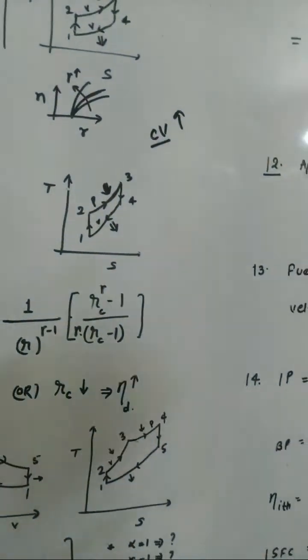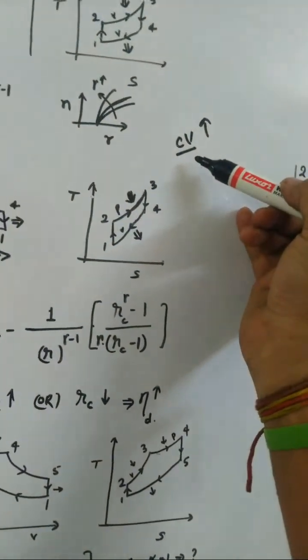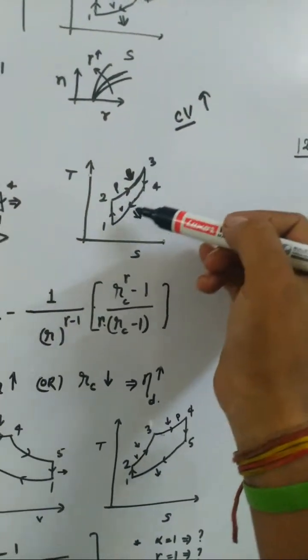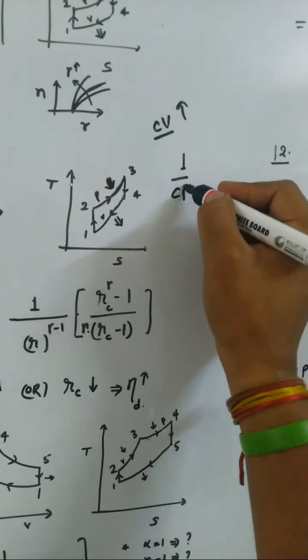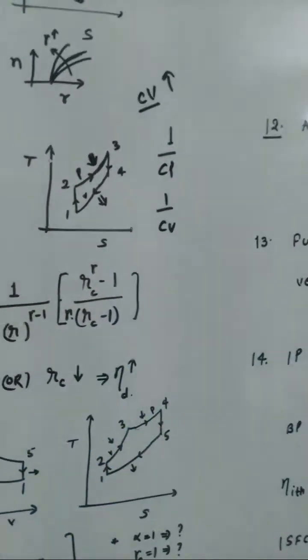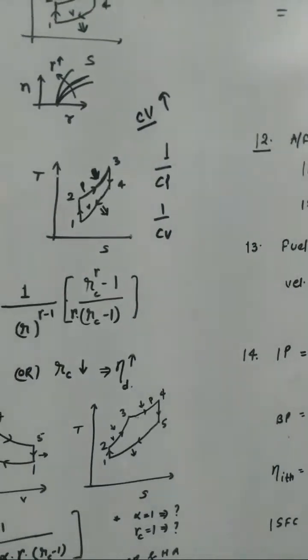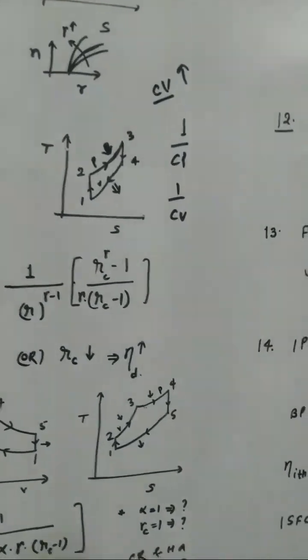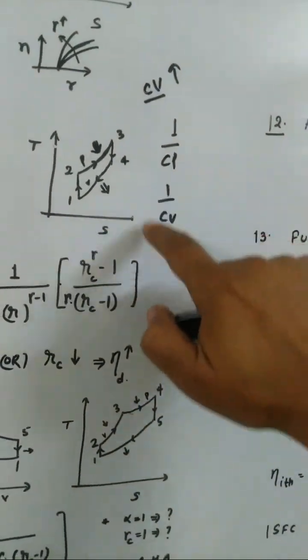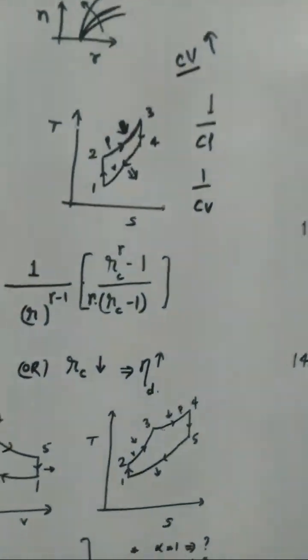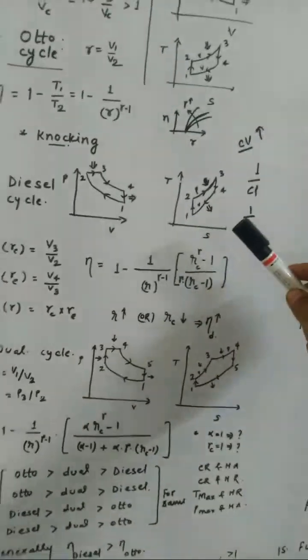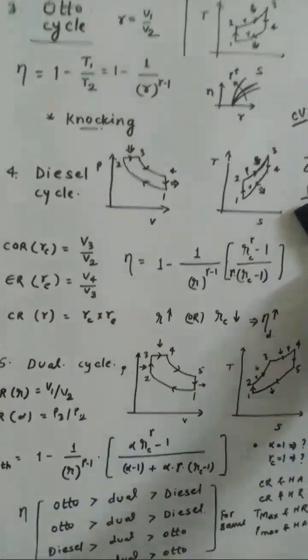If you remember, in thermodynamics we have seen that the slope of the isentropic line comes to be 1 by Cp and 1 by Cv. Cp is always greater than Cv, so the slope will be more for the line of constant volume. This is basic thermodynamics, nothing more.